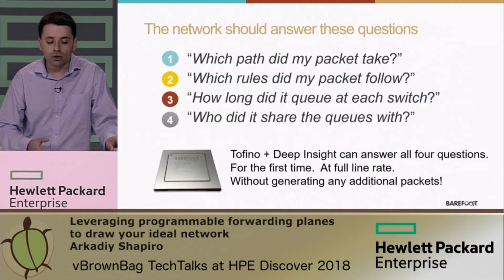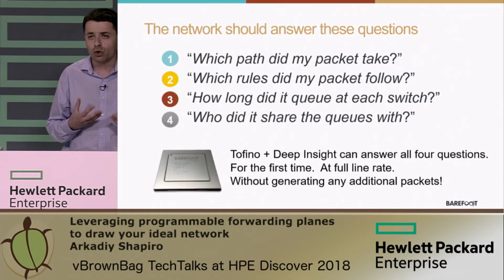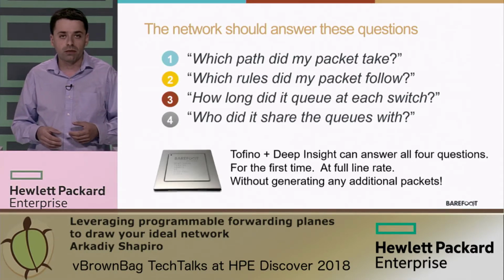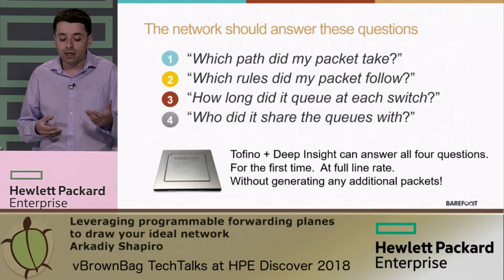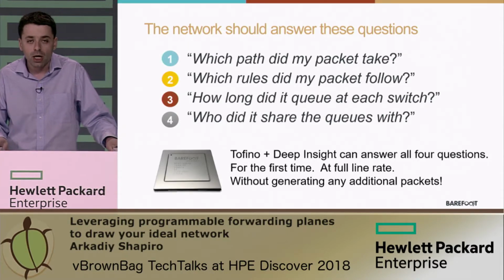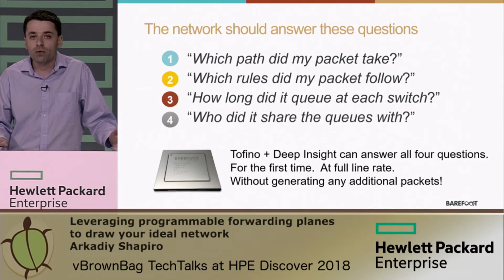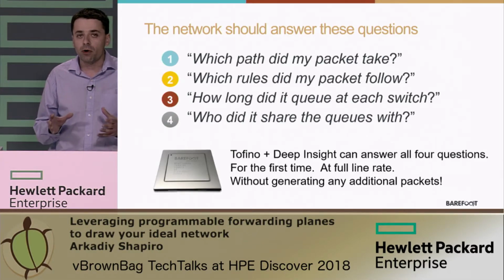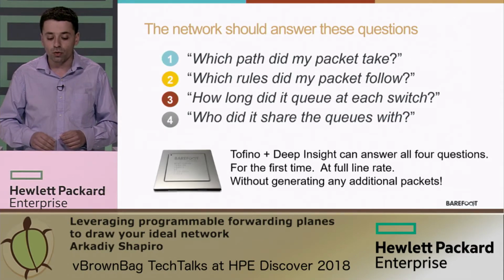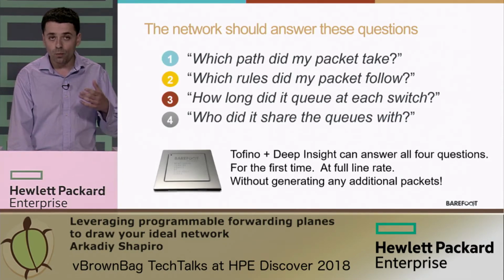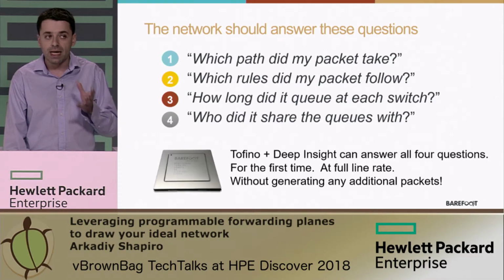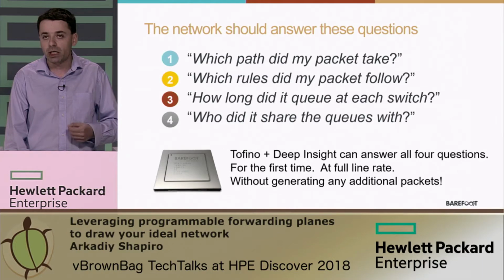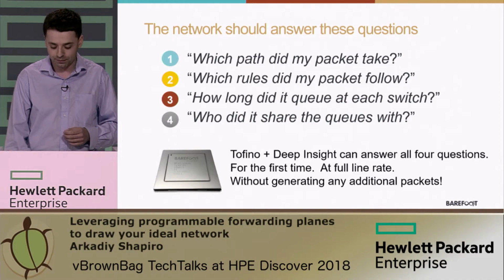And what we set out to answer with our telemetry solution are the following questions. Which path did the packet take? Which rules did the packet follow? How long was it queuing up on the switch? And who did it share the queues with? Today, all of these questions are practically impossible to answer. With any switching silicon or switching system that you take from the market, you really cannot get a clear answer to all of these questions. But with the programmable silicon from Barefoot and also the Deep Insight network performance monitoring application I talked about, we're finally able to give customers answers to these specific questions.